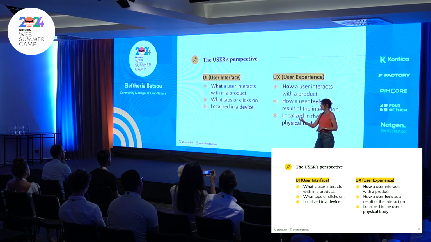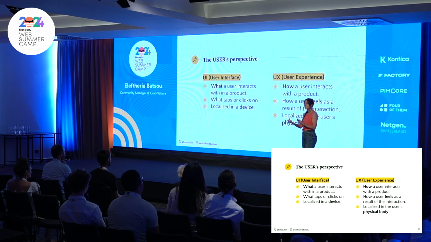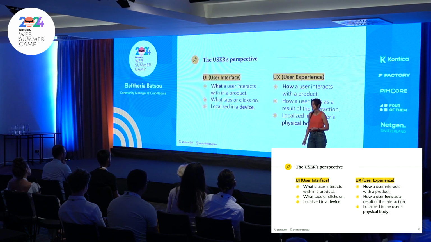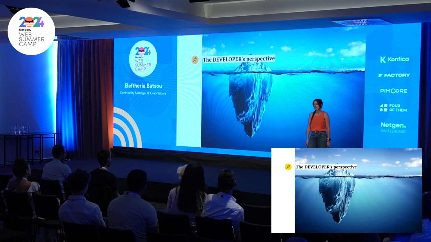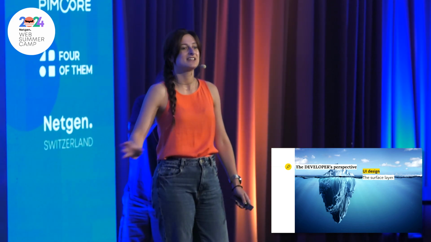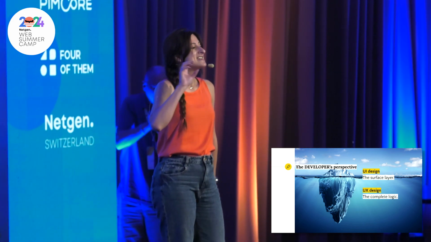So if they're holding their phone and they're using an app, if they're smiling, probably something nice is happening. If they are frustrated, or you can see that in their face, probably something bad is happening or something not so pleasant. Let's move on to the developer's perspective, and let's see again UI and UX.